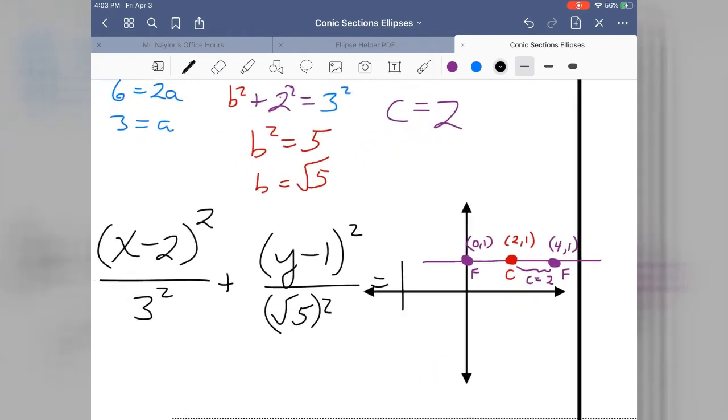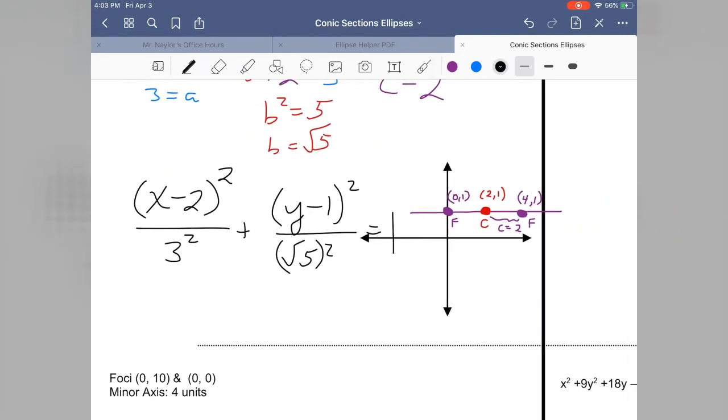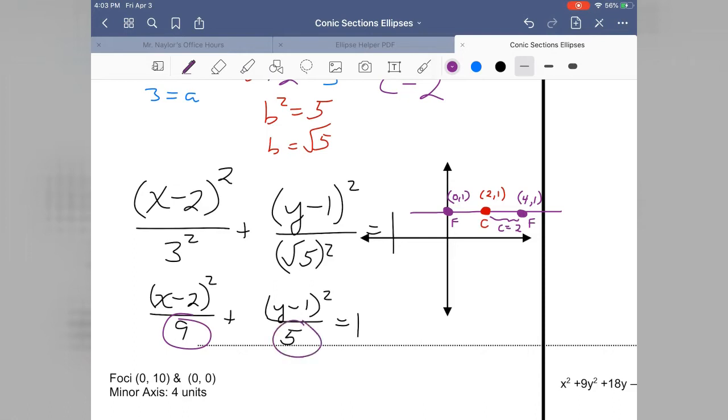And I would imagine you might be asking, well, Mr. Naylor, should I square these denominators? Yeah, but it actually is a little bit more standard to present your answer more in a factored form, meaning without actually doing the exponents. But there's absolutely nothing wrong with changing this to 9 and changing this to 5. So both of these formulas are acceptable for our standard form of this ellipse.